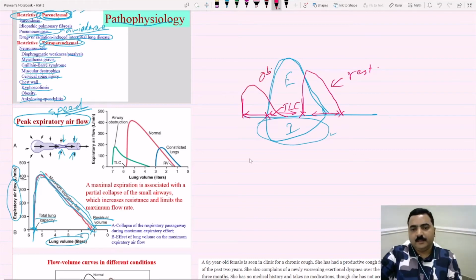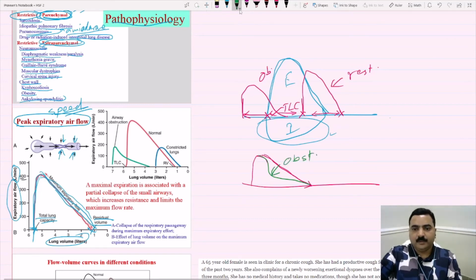Not only that, in the case of obstructive, it goes high and then it comes down. It cannot go straight down like this. There is no uniform decrease in the speed. Instead, it will fall initially and then dip, and go like this. So this dip will happen in the case of obstructive.